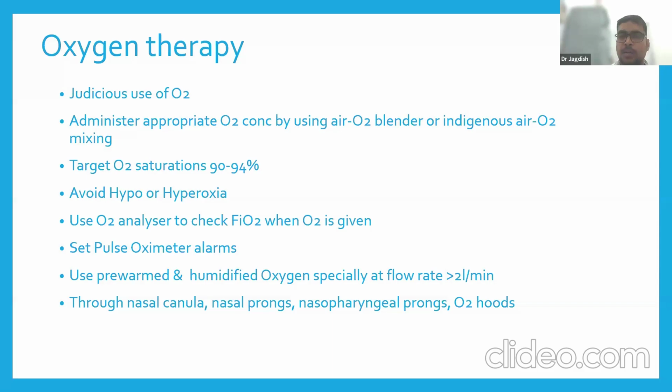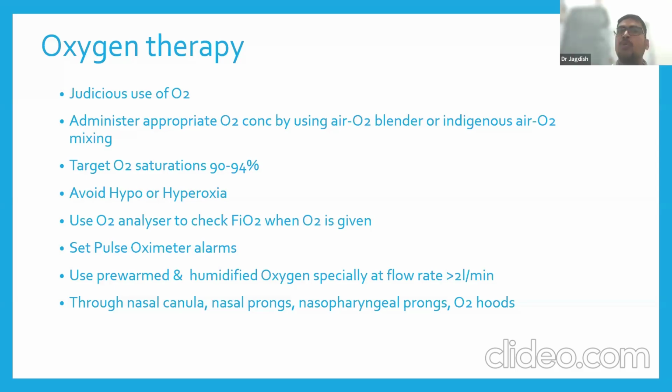Anytime we are using more than 2 liters, we have to heat it and humidify it. When we are giving flow at more than 2 liters per minute, because of the high flow, it bypasses the normal humidification mechanism of the upper airway, the sinuses, the nasopharynx, which has a normal humidification mechanism. So when we are giving a very high flow rate, it is bypassing the normal humidification mechanism of the body. That's why we need to heat and humidify.